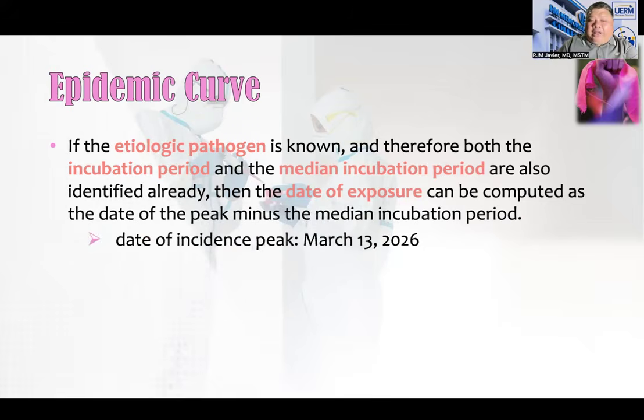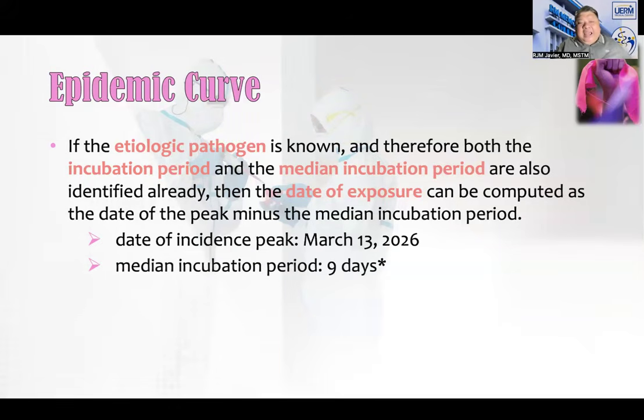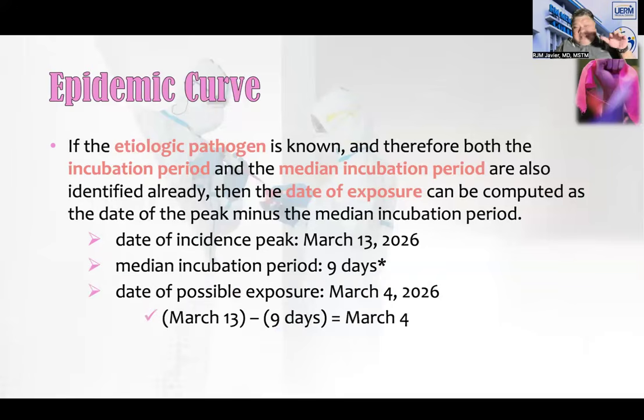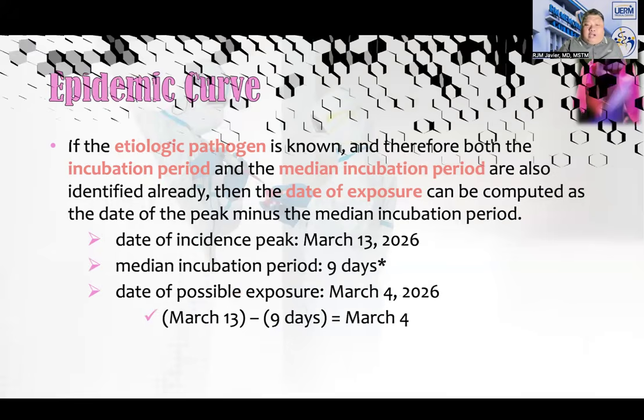Normally, for example, if you plot cases, say there is a new outbreak, and you noted that the peak incidence was reported last March 13, 2026. If the etiologic pathogen is known, and let's say the given median incubation period is 9 days, then we can determine that the date of possible exposure would be somewhere around March 4. And how did we derive this? The date of incidence peak minus the mean incubation period. So you come up with March 4.